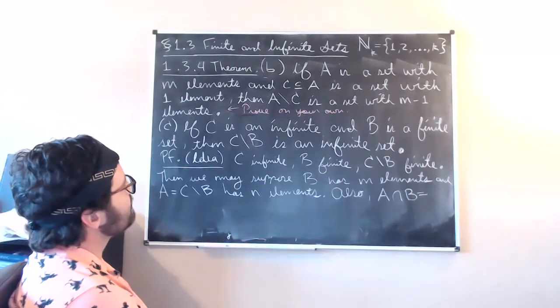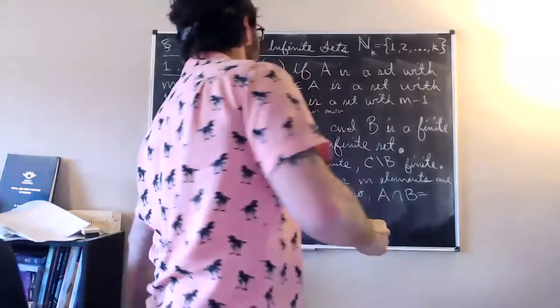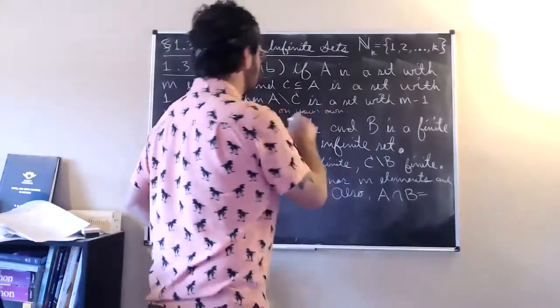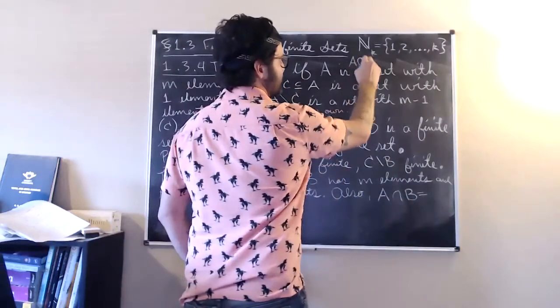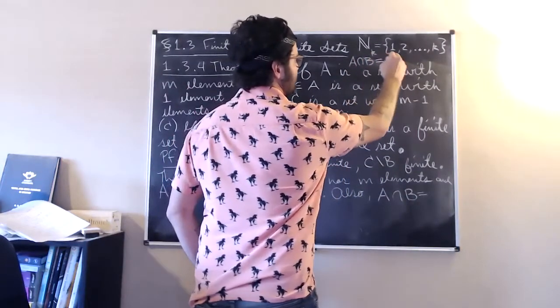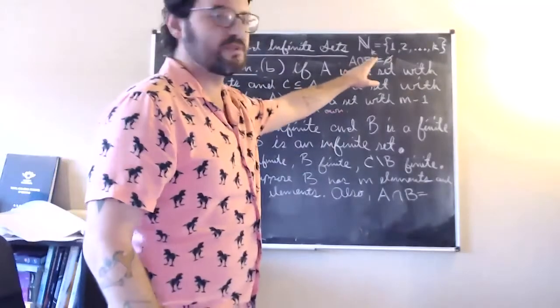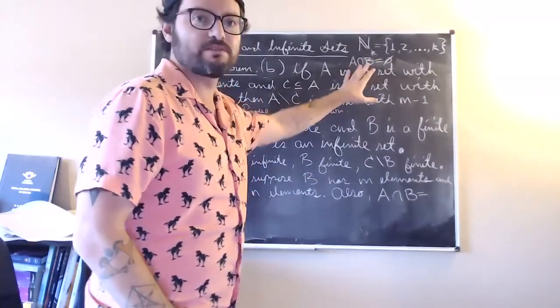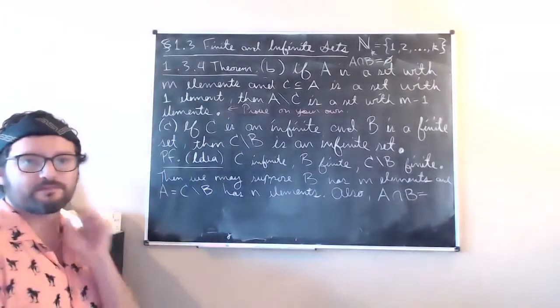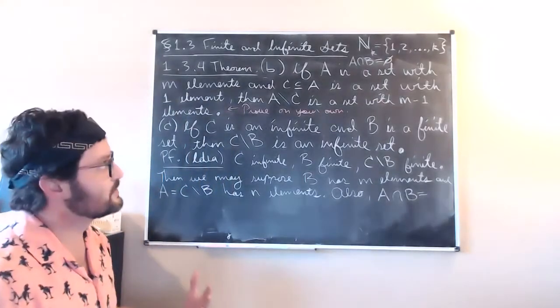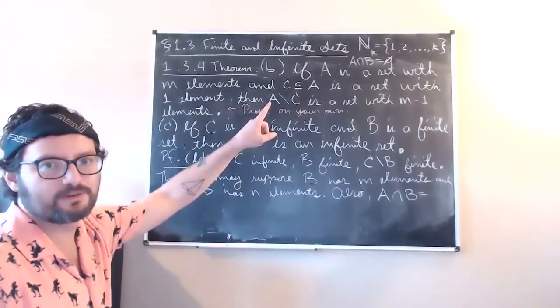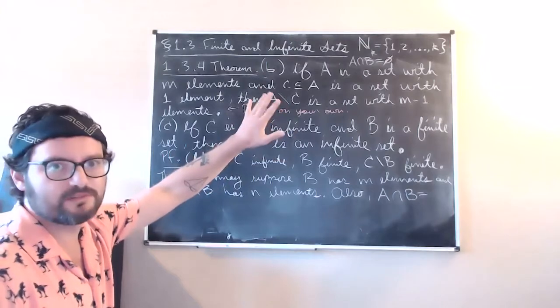Oh, by the way, part A, make sure in your notes that the intersection is empty. I think I might have written not empty for some reason, but the intersection should be empty in part A of this theorem. I said they're disjoint out loud, but I might have accidentally written not empty, but it should be empty.